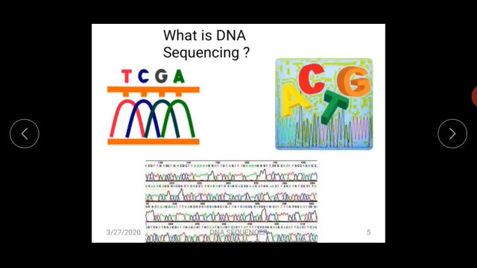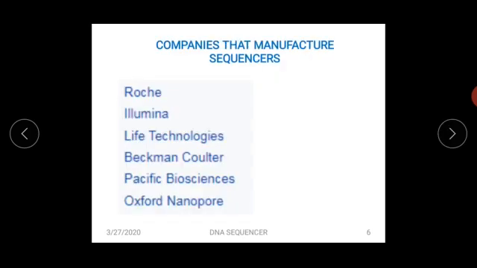For example, if A appears in the read, it will give you a green peak. If G appears, then a dark green one, then C is blue, and T is red. So we can understand the pattern of the gene sequence. These are a few of the companies that manufacture DNA sequencers, like Roche, Illumina, Life Technologies, Beckman, Oxford, etc.